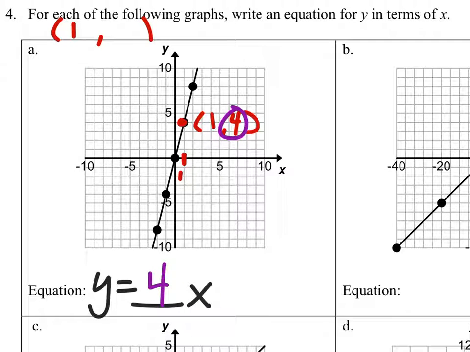Bam, nailed it. And it shows on the next one, that's 2, 8. So we took the x and multiplied it by 4 to get 8. Same with these other ones. This one is -1, -4. -1 times 4 is -4. So that one works as well.